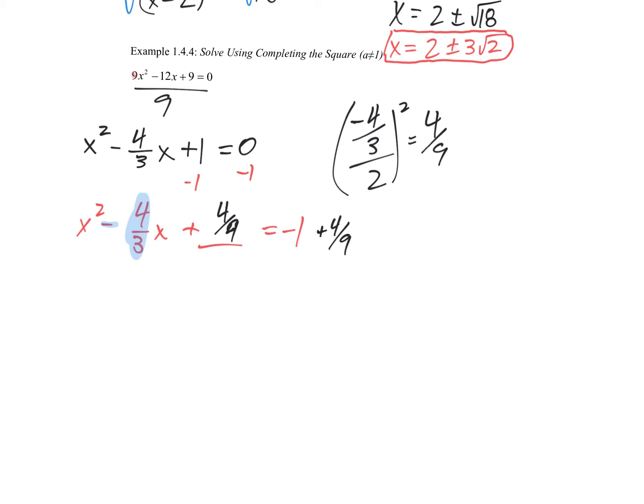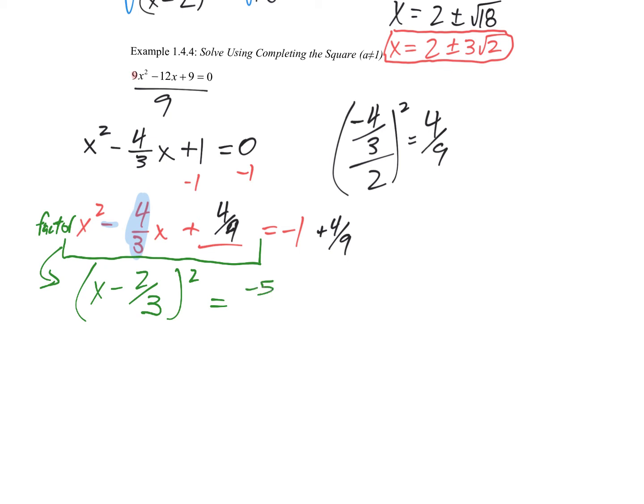Okay, so of course my left-hand side is a perfect square now, this piece right here. And that's going to break down into x minus 2/3 squared. Okay, so that is if you factor this. Using the perfect squares binomial formula will really speed up this process. Okay, so keep that in mind and try to make sure you have that memorized. Okay, and that is going to equal the right-hand side simplified, which is just going to be negative 5 over 9.